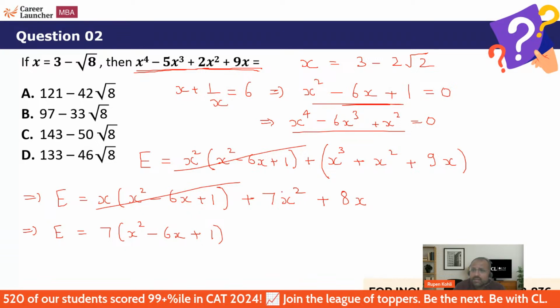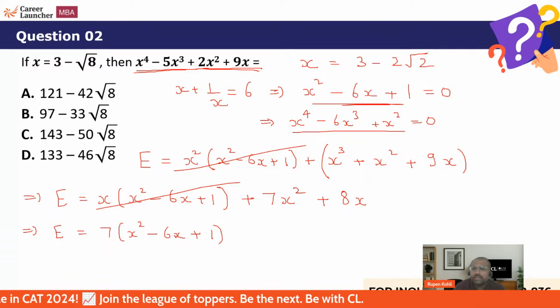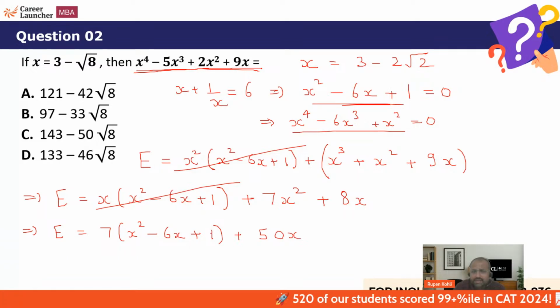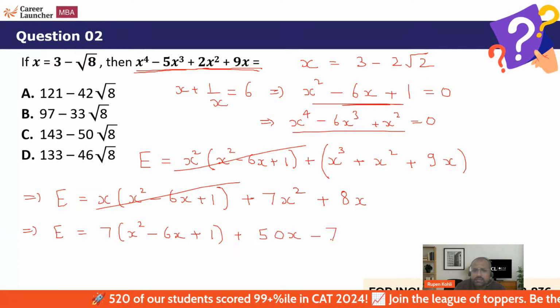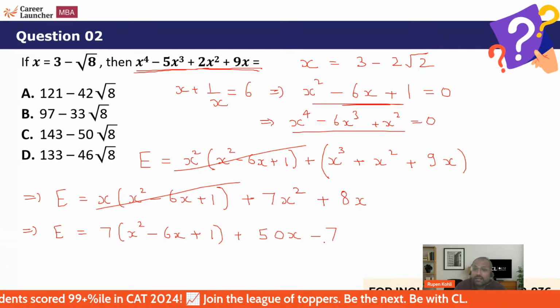So 7x square is taken care of. 8x is there, but this is minus 42x. So minus 42 plus 50 would be 8. So I need plus 50x. And a constant 7 has appeared here, but there was no constant term here. So I will need to write a minus 7. Right? Perfect. Now this is the last step.